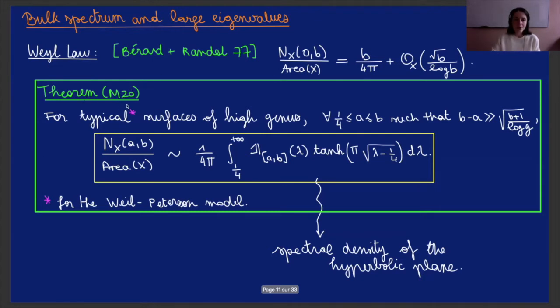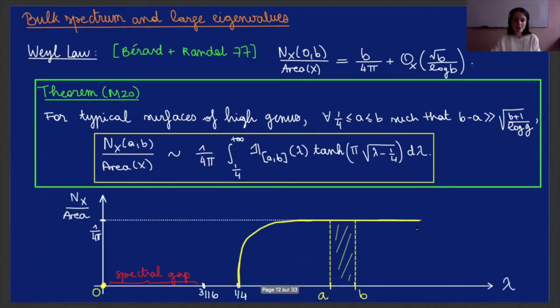One of the results I'm going to talk about states that for typical surfaces, you can actually do a lot more precise and say that the number of eigenvalues between A and B, where A and B are two numbers greater than a quarter, which are not too close, so you can't take too small a window. This number of eigenvalues divided by the area of the surface is actually equivalent to a certain quantity, which corresponds to the spectral density of the hyperbolic plane.